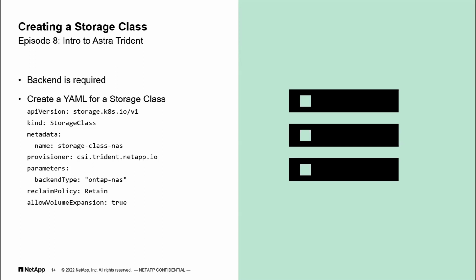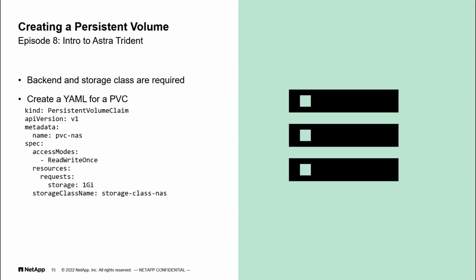So let's take a look at persistent volume claims. Once a backend and a storage class have been created, a persistent volume can be created through a PVC. PVCs are also defined through YAML files. We can see in this file some of the concepts we have previously gone over, such as access mode.